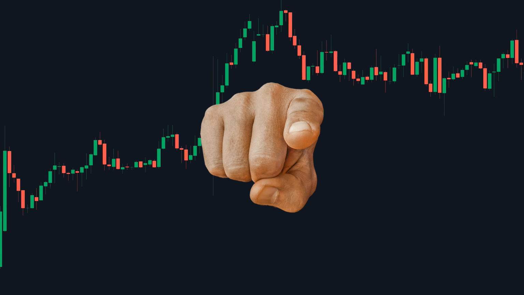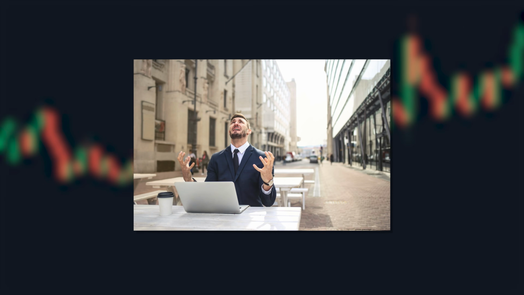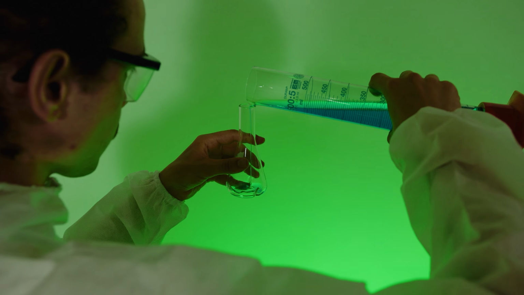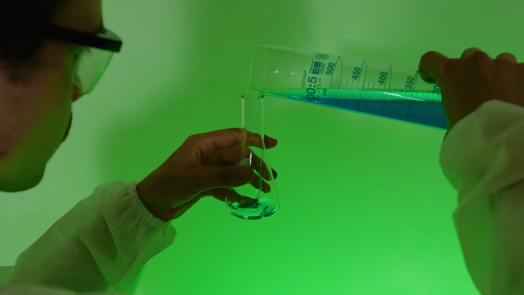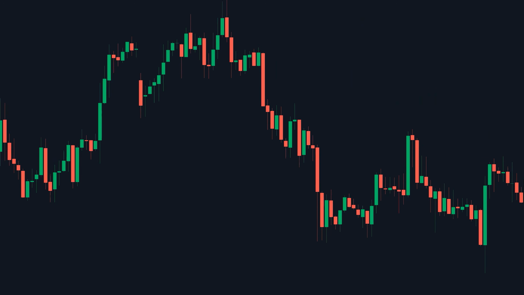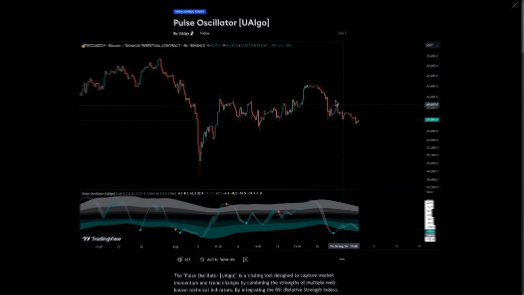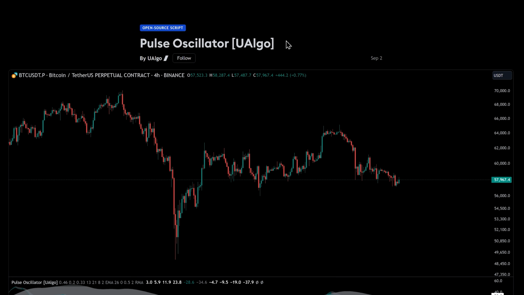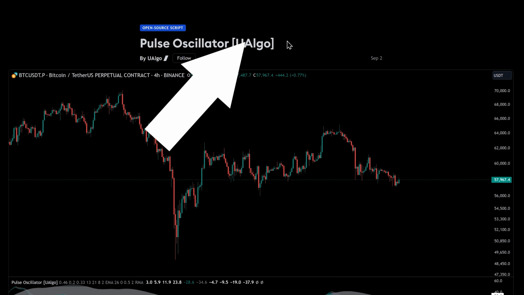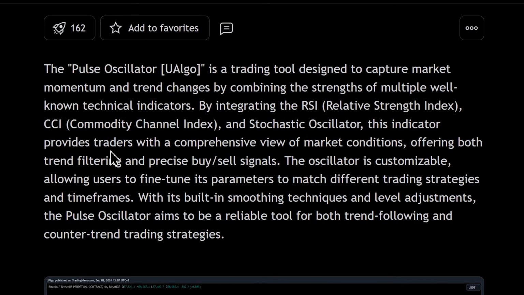Have you ever felt like your trading strategies are missing that extra edge? What if you could combine the strengths of 3 powerful indicators into one super powerful tool? In this video, I'm going to reveal the Pulse Oscillator by UAlgo, a game-changing indicator that integrates the RSI, the CCI, and the Stochastic oscillator into one cohesive system.